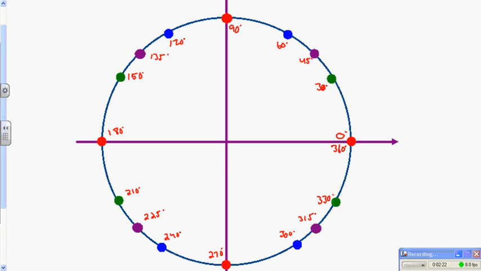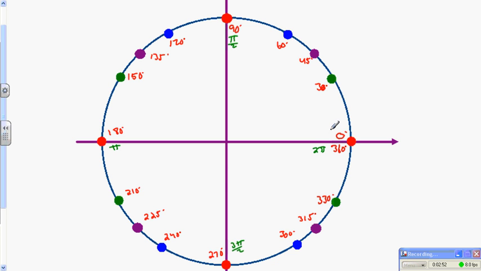Now let's do radians. If I go by radians, it's 0. And I'm going to do the easiest ones. Up here it's pi over 2. Over here it's pi, 3 pi over 2, and then 2 pi.